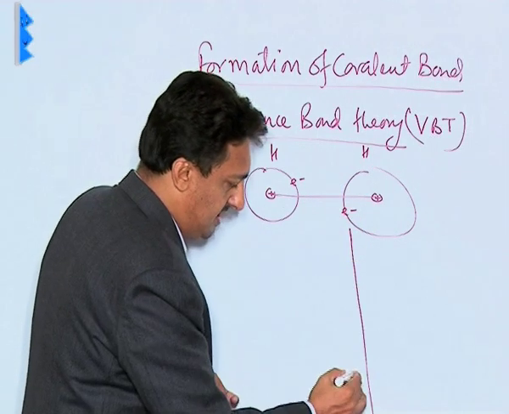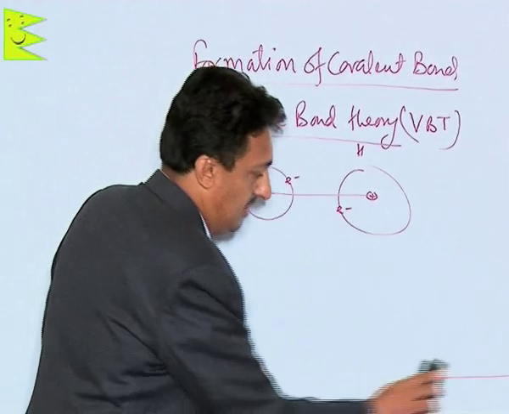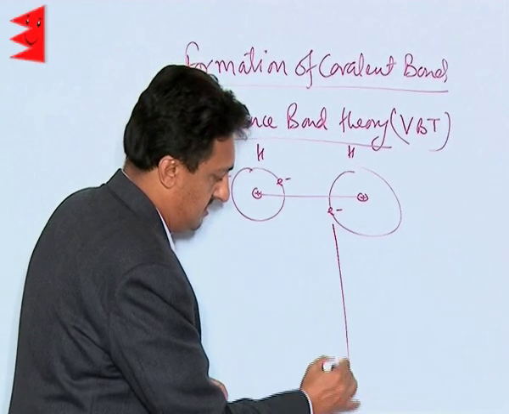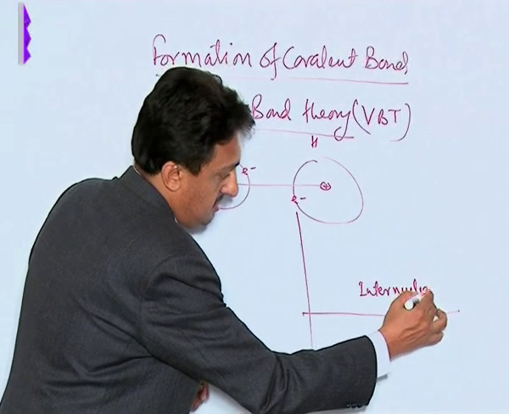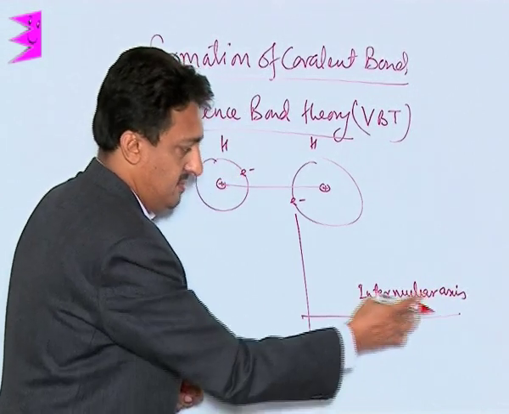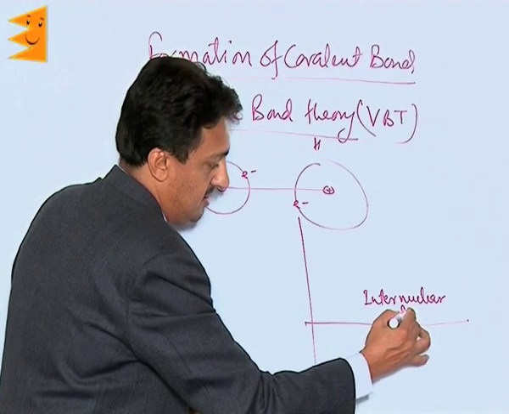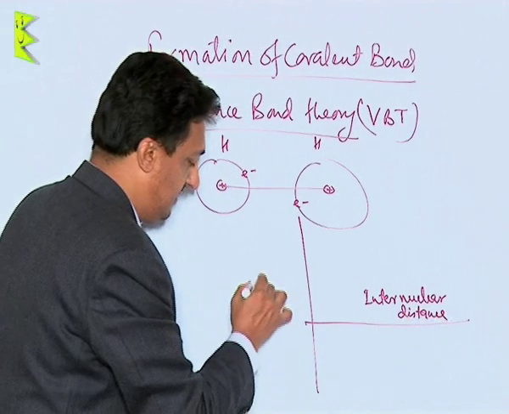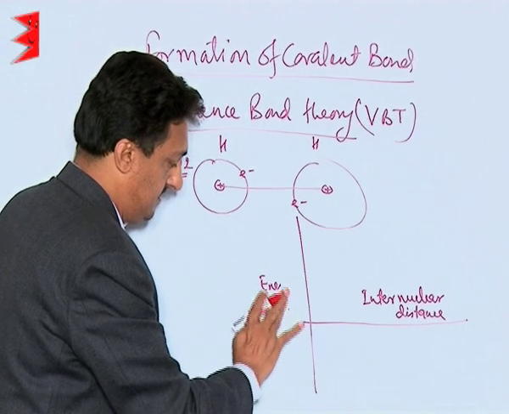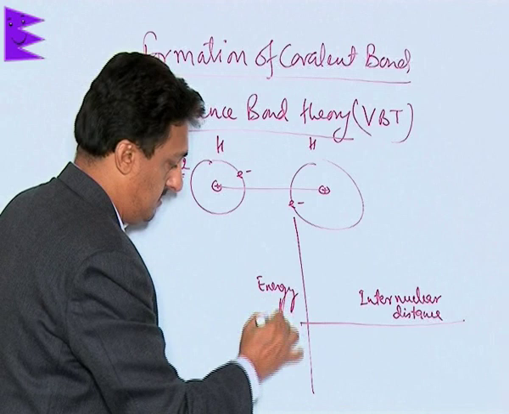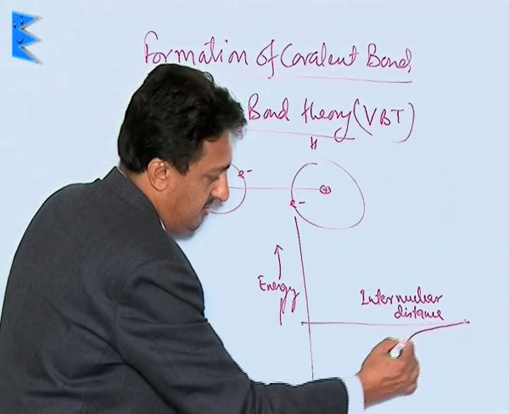The graph can be plotted like this to understand how these bonds are formed. This is the internuclear axis, so along this axis we are taking the internuclear distance, and on the y-axis we are taking energy. Now what we find is the graph of the formation of a hydrogen molecule comes out to be like this.